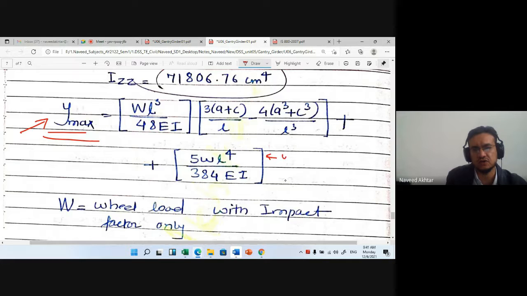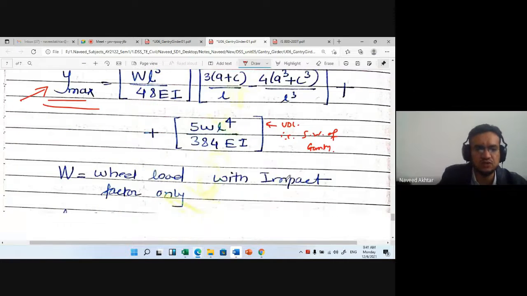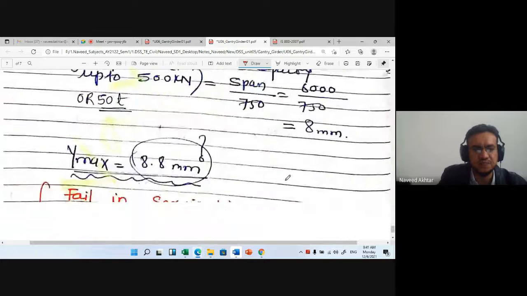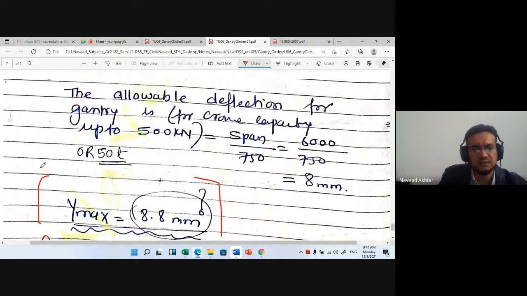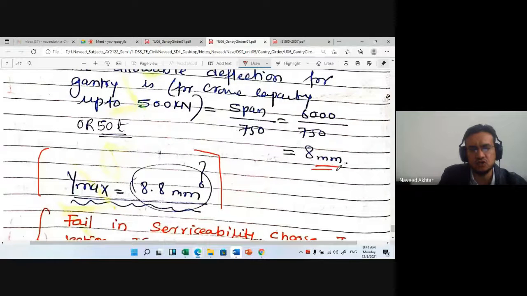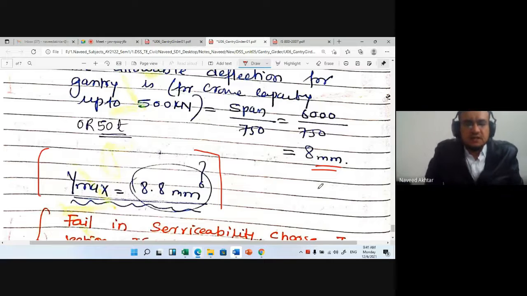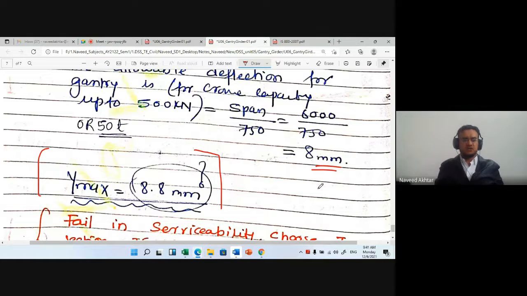This part is for the UDL, that is self weight of gantry girder. Put all these values, you can get the deflection. That is, deflection is coming 8.8 mm after calculation, but allowable deflection is only 8 mm. So this section I, ISWB 500 you have chosen, it is not safe in deflection.